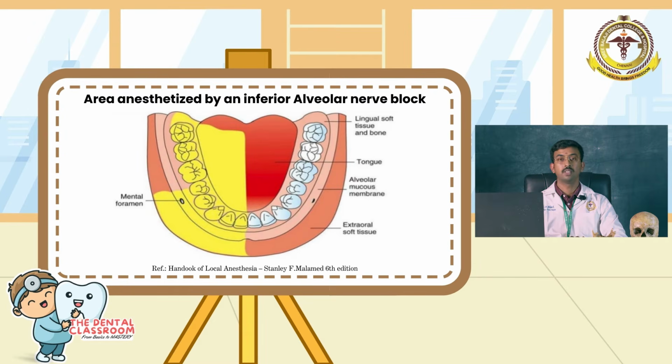So, in this diagram we can see the areas shaded in yellow color are the areas anesthetized after achieving our proper inferior alveolar nerve block.